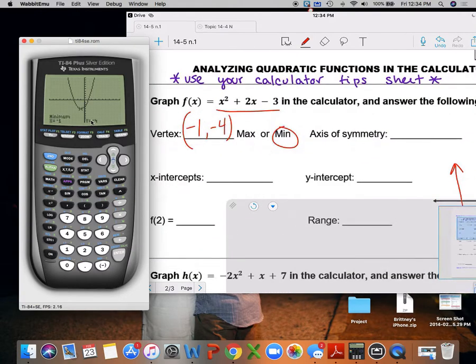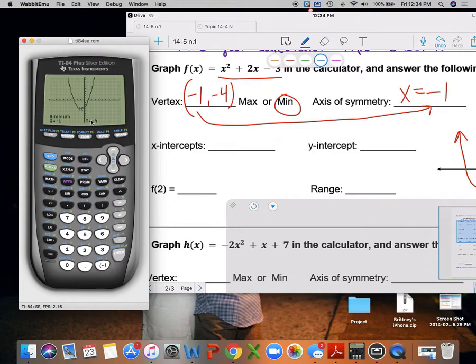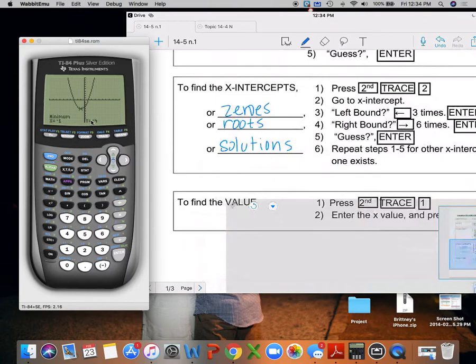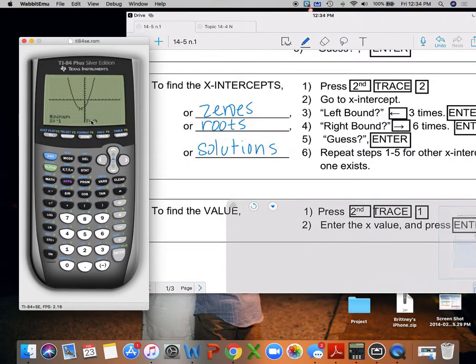So my vertex was a minimum at -1, -4. The axis of symmetry does not come from the graph, it comes from your vertex. So x equals -1. For the x-intercepts, we're going to follow these steps. Remember, x-intercept, zeros, root, solutions all mean the same thing. So I go back to second trace, and I click 2, because 0 is the only word that looks like one of these. Be very careful, because 5 is an intersect, but we want intercepts, and those are not the same thing. So the only one on here that looks like x-intercepts, zeros, roots, or solutions is the word 0.